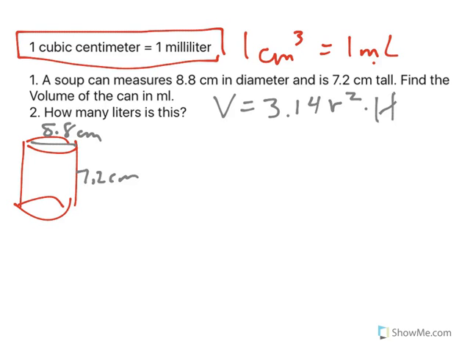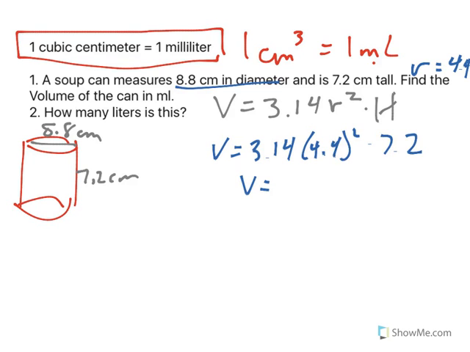Okay, so the radius is half the diameter. If the diameter is 8.8, that means our radius is 4.4. So we have a volume of 3.14 times 4.4 squared times 7.2, which is actually a volume of 437.69 cubic centimeters. Now the question says, what is this in milliliters?